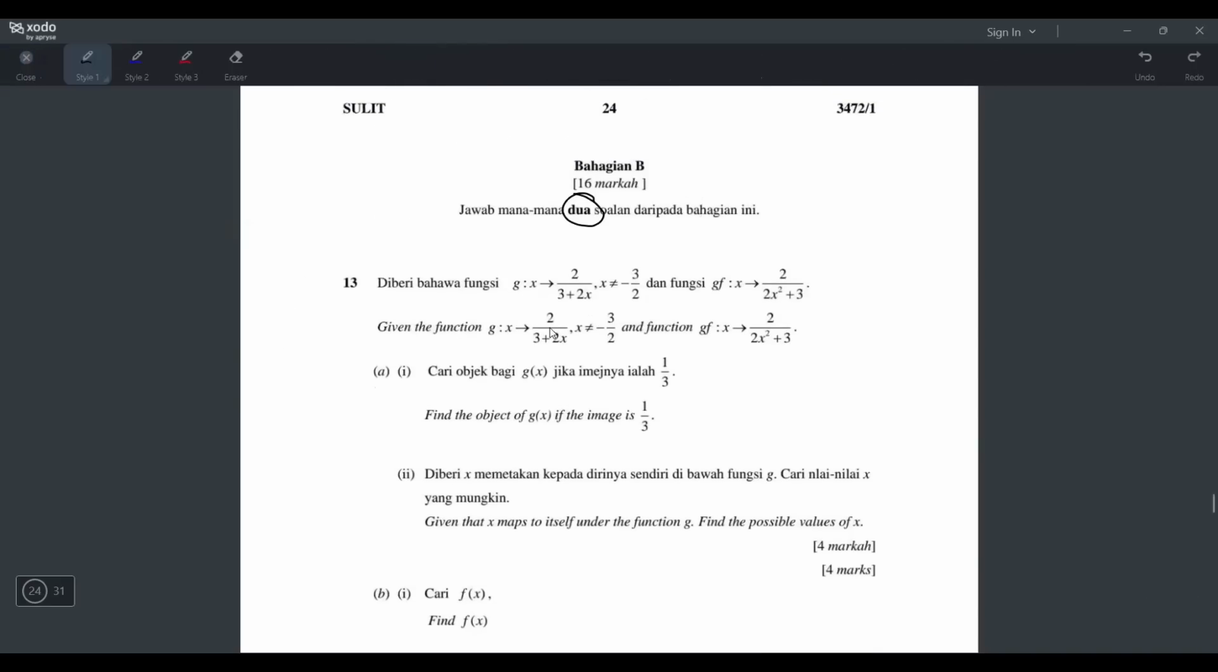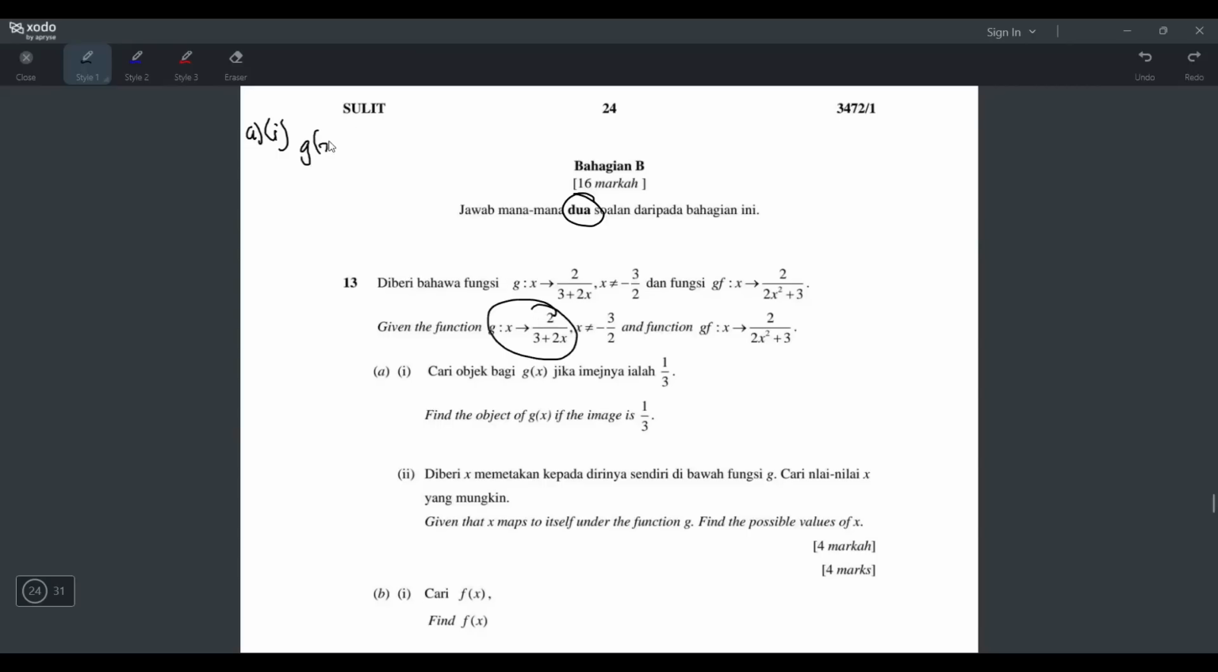Okay, number 13, given the function g(x) here, this is the undefined case, right? x cannot equal negative 3/2, because if x is negative 3/2, your denominator here becomes 0 and it becomes a math error. So this is the undefined case, and then the function gf(x) is given here. They give us g(x), they give us gf(x), and they want to find the object of g(x) if the image is 1 over 3. For question A1, we will not use this, because we are only finding g(x), so we just use this enough already.